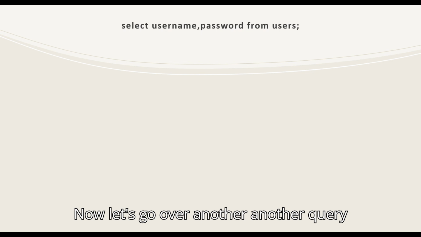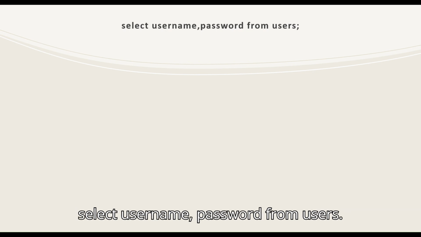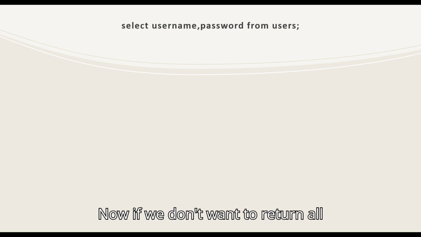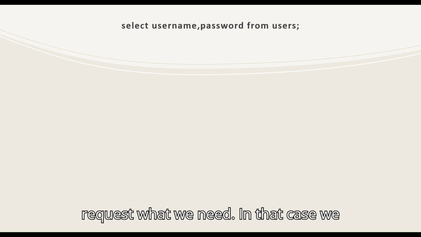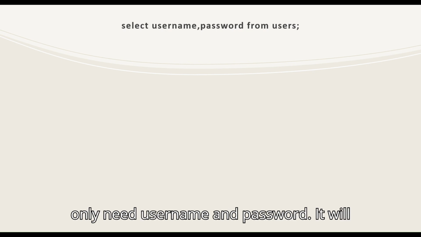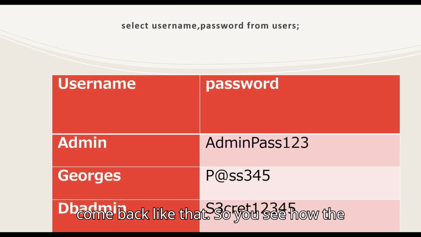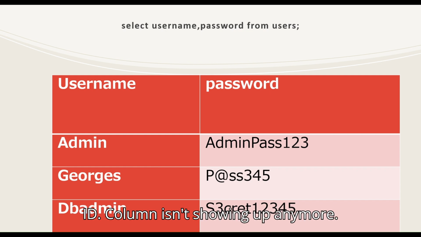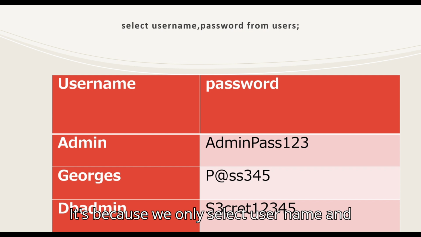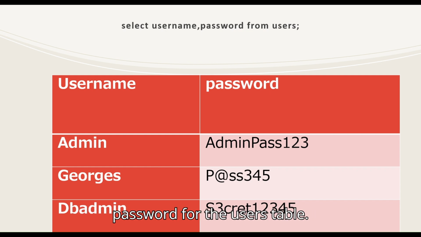Now let's go over another query. Select username, password from users. If we don't want to return all columns in the database table, we can request what we need. In that case, we only need username and password. It will come back like that. So you see how the ID column is not showing up anymore? It's because we only select username and password from the users table.